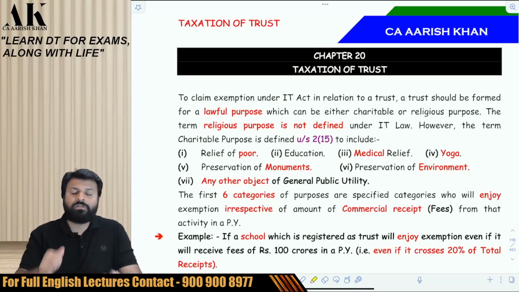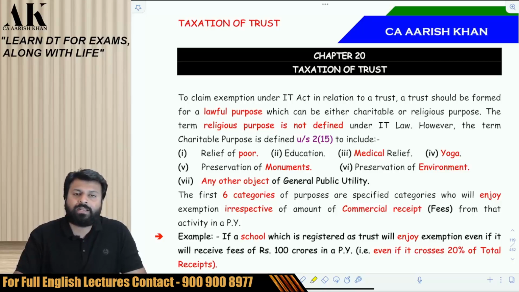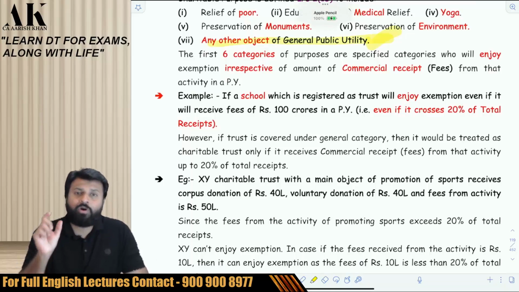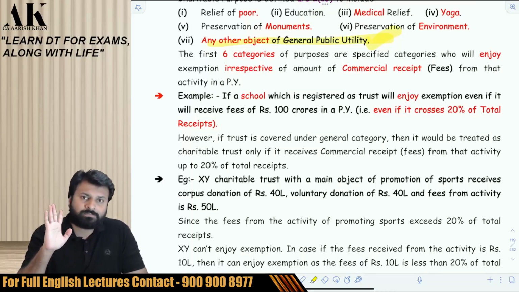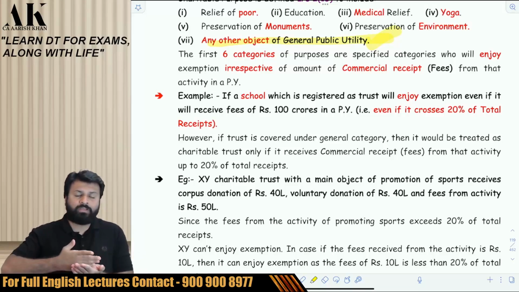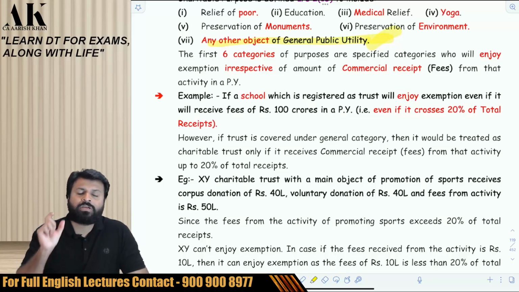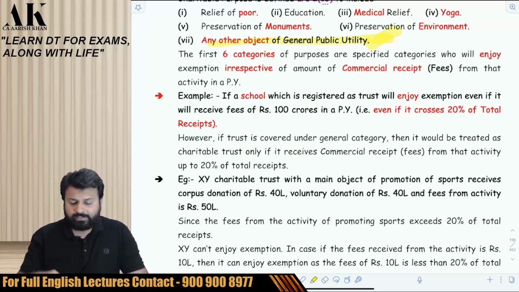It comes with a condition. And what is the condition? Let us try to understand that. The 7th point comes with a condition. The first 6 points do not have any kind of condition. So what is the condition in the 7th point? The condition for this particular point is that your aggregate commercial receipts in a financial year should not exceed 20% of total receipts. So if you are covering the 7th point, if you are doing any other object of general public utility, then there is a condition which you have to fulfill. For the first 6 categories, there is no condition to be fulfilled. But for the 7th category, the condition is your commercial receipts. Your commercial receipts should not exceed 20% of what? Your total receipts. This is the condition which you have to fulfill.